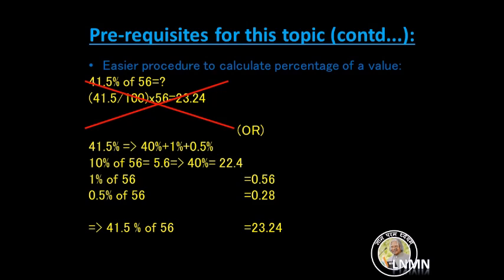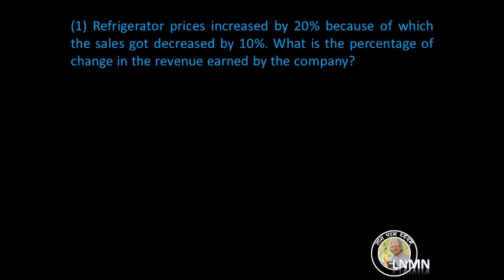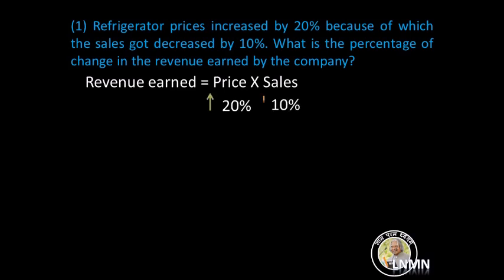With all these basics, we are going to enter into the topic of percentages with this problem. First one: the refrigerator prices increased by 20%, because of which the sales decreased by 10%. What is the percentage change in the revenue earned by the company? This is the question, a similar trend which we observe every day. Revenue earned is equal to price into sales. As per the question, the price has increased by 20%. As a result, the sales went down by 10%.